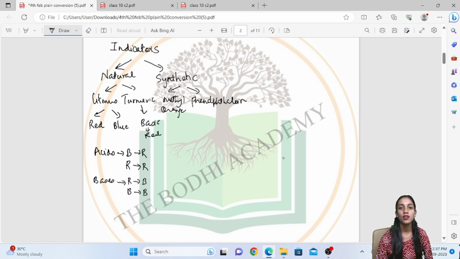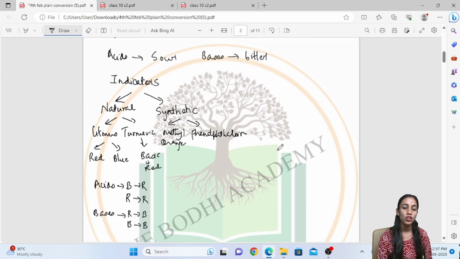This is a very important and common question asked in exams: why does the curry stain become red in color after rubbing with soap, or what happens to it? So these indicators are used for detecting the acidic and basic nature of a substance. All these indicators, natural and synthetic, these four examples, are based on color change.